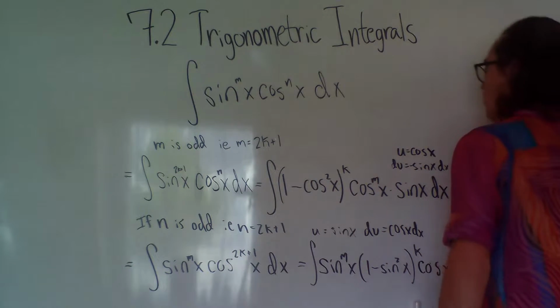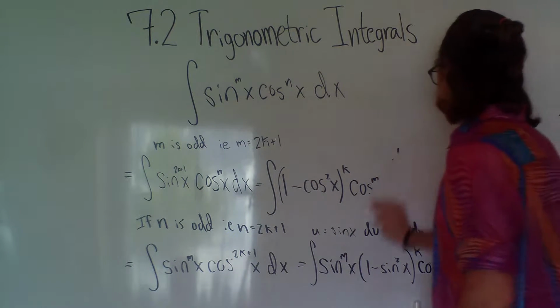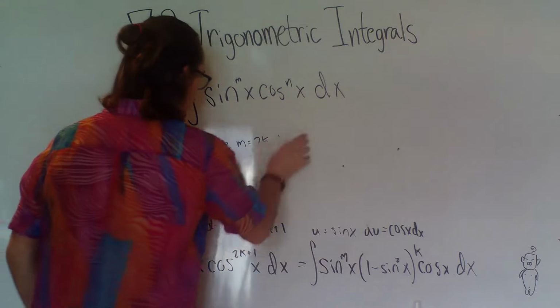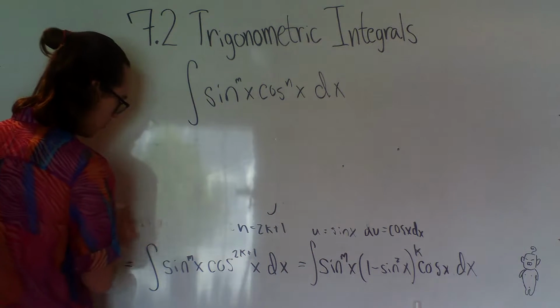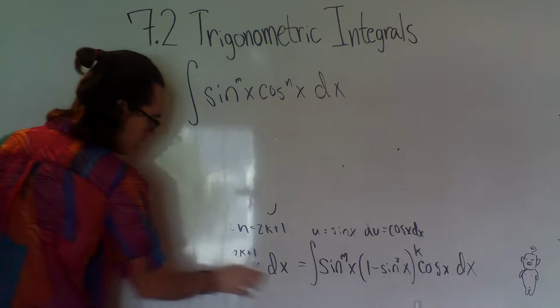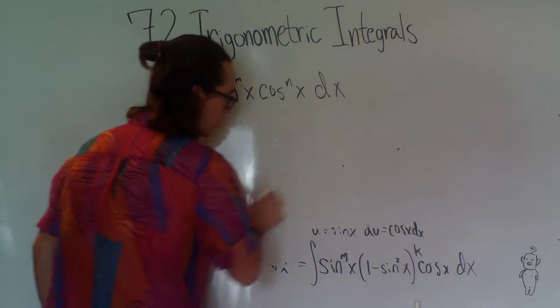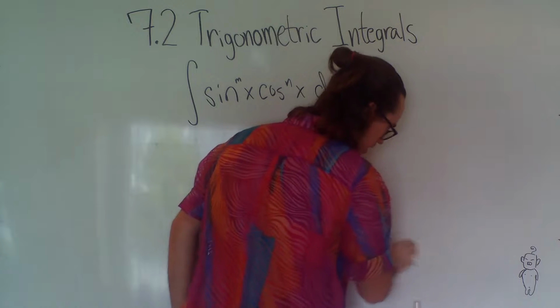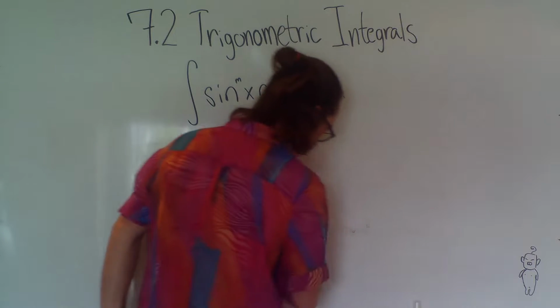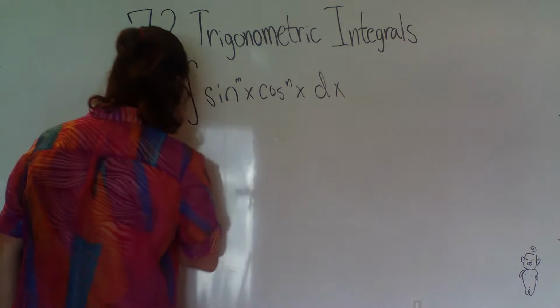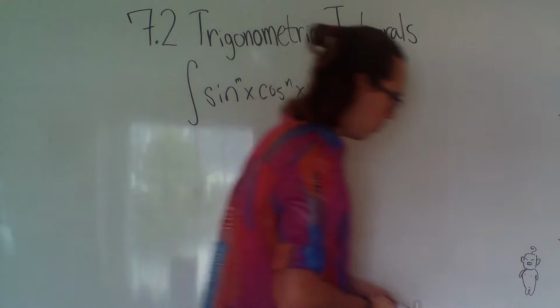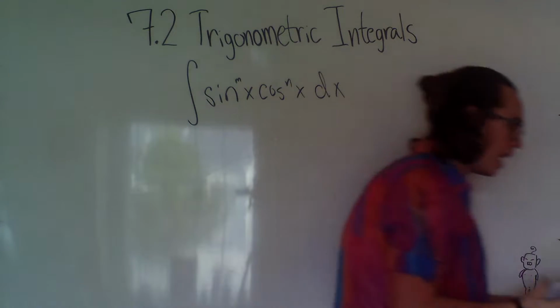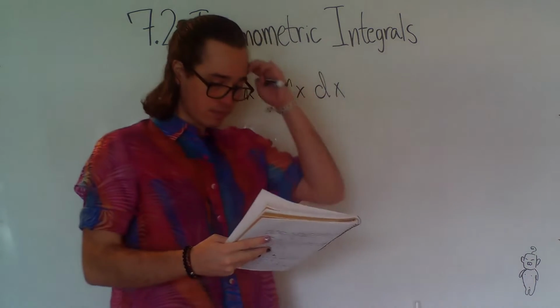But what if, instead of them being odd, what would we have to do if both powers were even? Because if both powers are odd, we can just choose to do one of them and it'll still work. But if none of them are odd, i.e. both of them are even, what do we have to use? Well, we have these things called the half-angle formulas.